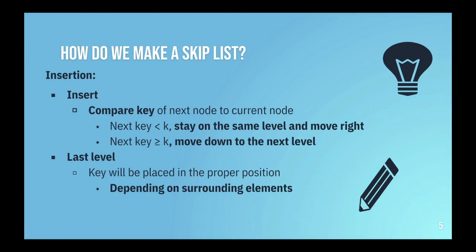Now, let's discuss insertion with a skip list. Firstly, we will insert an element by comparing the key of the next node to the key which we are trying to insert. If the key of the next node is less than the key that is to be inserted, we will move on to the next node in the same level. If the key of the next node is greater than the key that is to be inserted, we will store the pointer to the current node and move one level down and continue the search. At the last level, we will place the key, depending on the surrounding elements.